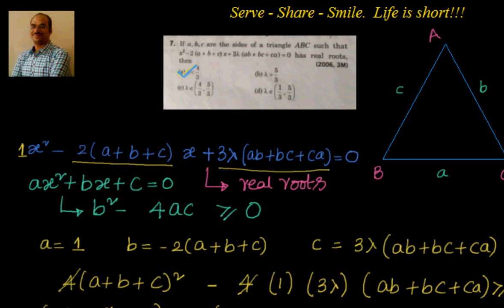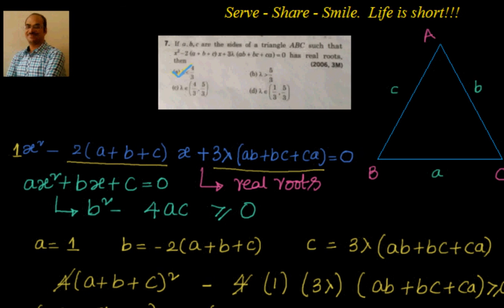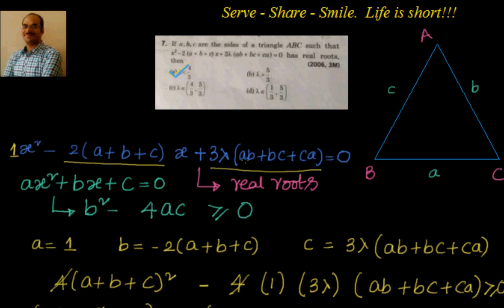We have been given the point. What we have to understand here is it's a combination of quadratic equations combined with triangle properties, just fundamentals, only the basic concepts, but we have to understand and apply them. So we have been given a, b and c are the sides of a triangle ABC such that x square minus 2 into a plus b plus c into x plus 3 lambda into ab plus bc plus ca equal to 0 has real roots. Real roots. That's the point.